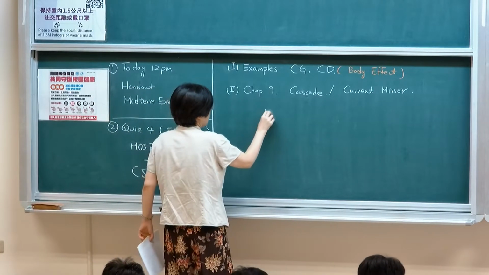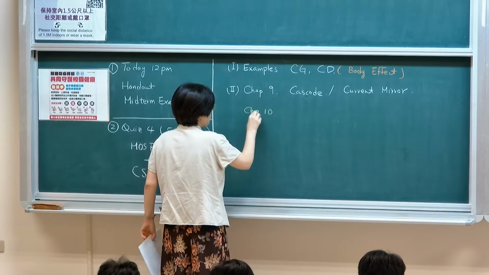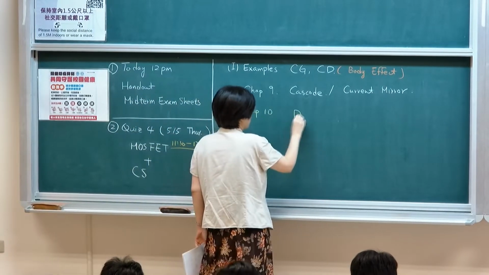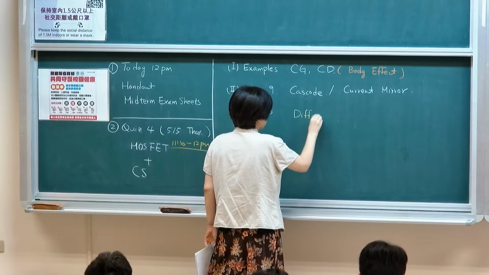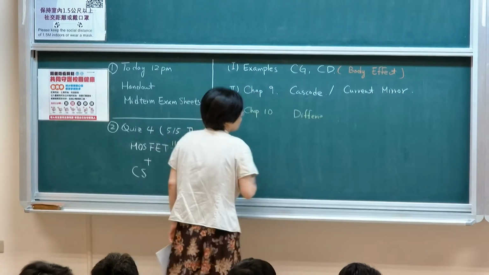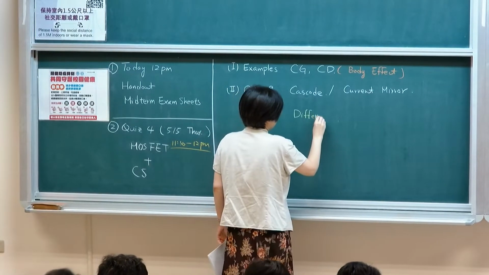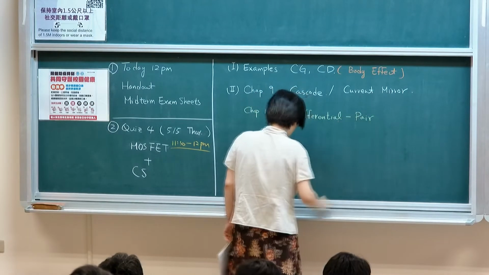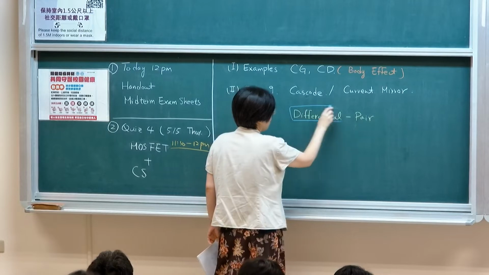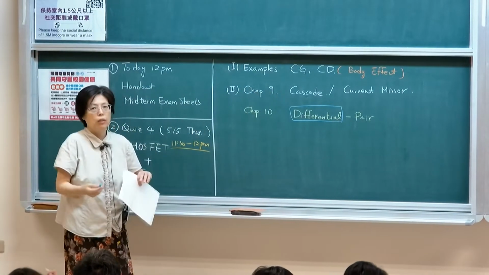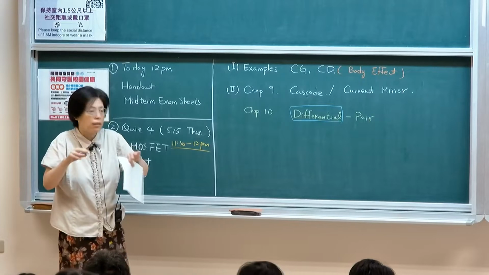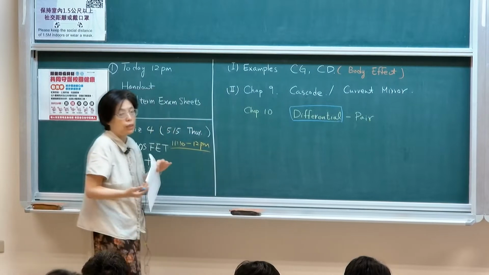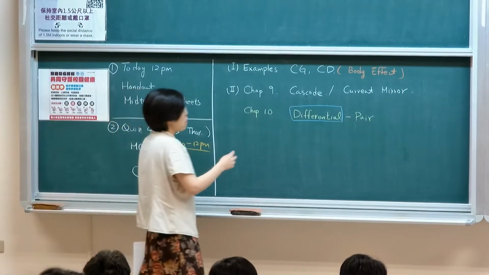In chapter 10, this is the future. What are the key topics we're going to talk about? In chapter 10, I'm going to spend a lot of time on one of the key topics called the differential. One of the key concepts is having differential circuits rather than single-ended circuits, so we're going to compare the concepts. Differential pair is one of the simplest structures in constructing a differential amplifier. We're going to talk about that.